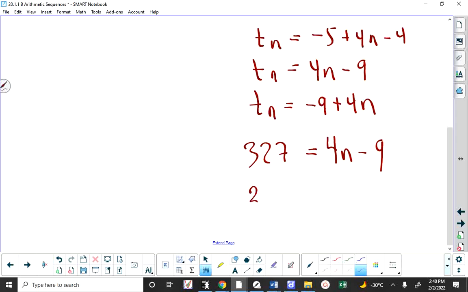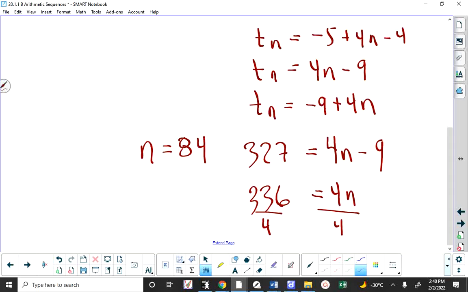Add 9 to both sides, I get 336. This is equal to 4n. Divide both sides by 4, and you get n equals, what did I say, 84? So if n equals 84 gives 327, and 327 is the final term, then the final term is the 84th term. There must be 84 terms in the list. Any questions with that one?